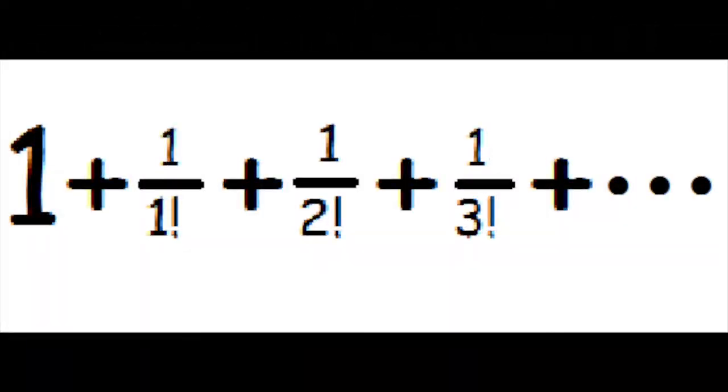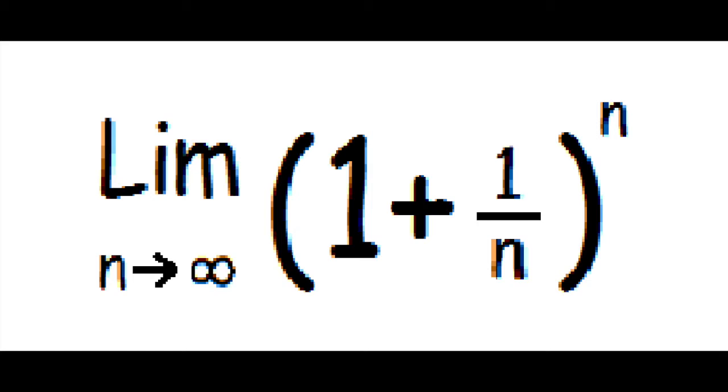Euler defined e as an infinite series, 1 plus 1 over 1 factorial, plus 1 over 2 factorial, plus 1 over 3 factorial, and so on. E can also be expressed as (1 plus 1 over n) to the power of n as n approaches infinity. This is based on continuous compounding.